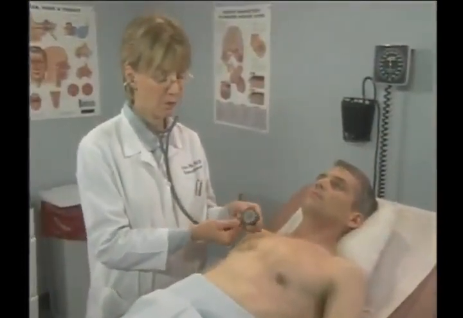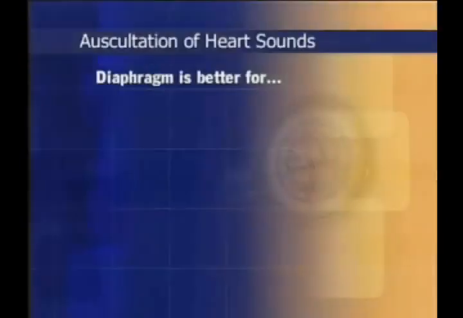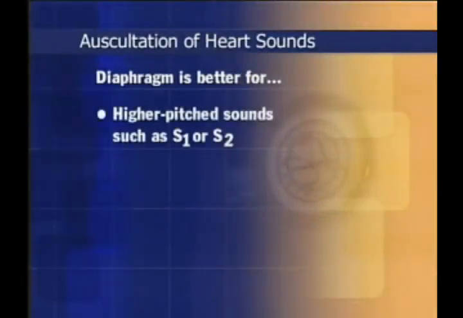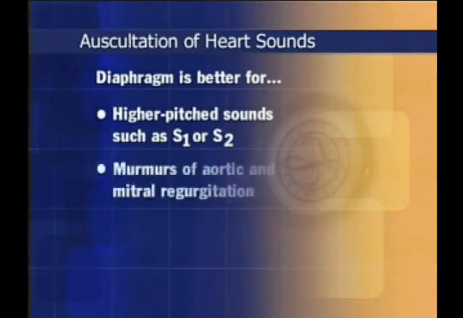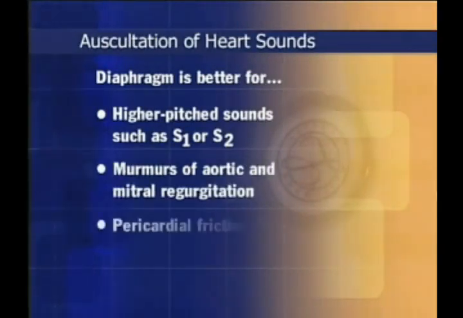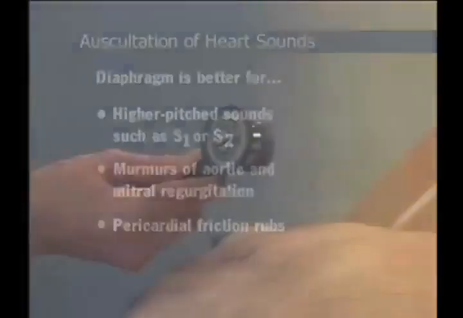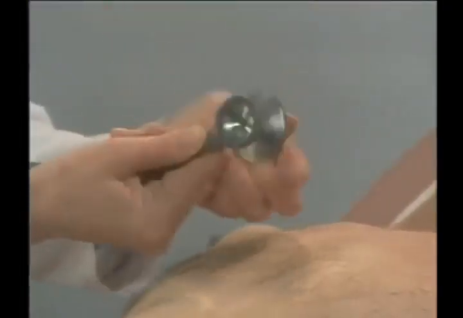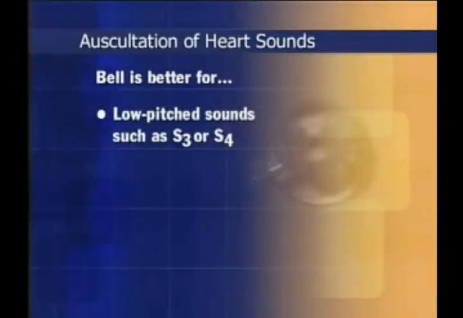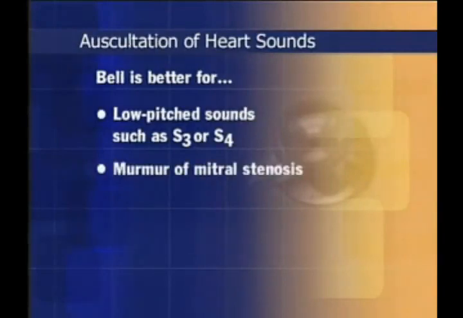When auscultating, it's important to know your stethoscope. The diaphragm is better for detecting higher-pitched sounds, such as S1 or S2, the murmurs of aortic and mitral regurgitation, and pericardial friction rubs. The bell is more sensitive to low-pitched sounds, such as S3 or S4, and the murmur of mitral stenosis.